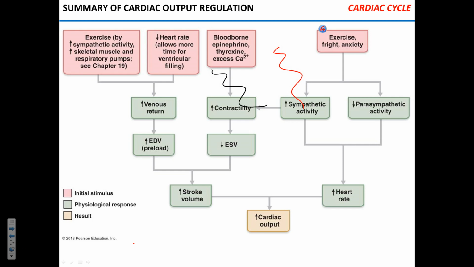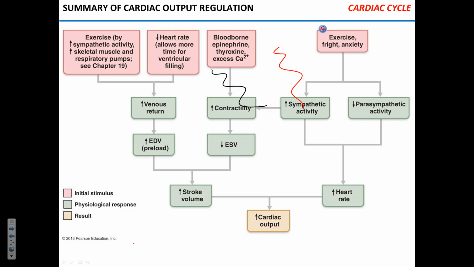If I have a question on the quiz that asks, what's going to happen to cardiac contractility if we increase calcium in the extracellular fluid? You say, okay, increased calcium will lead to this. What about decreased calcium? Does that make sense? Got it? Okay.